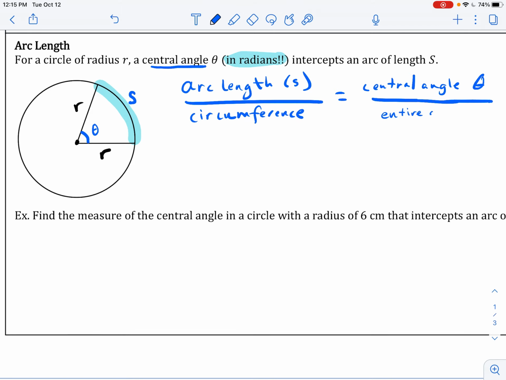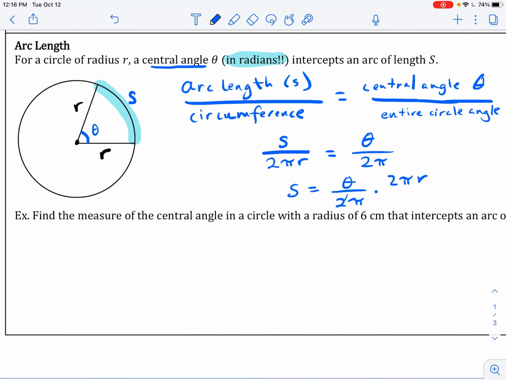Entire circle angle measure. And if we plug in what we know here, we can say the following. Our arc length, which is S, well, what is the circumference of the circle? We know the formula is 2 pi r. The central angle we're going to denote as theta. And the entire circle's angle measure, one full rotation, is 2 pi. Well, if we then try to isolate s, we see s is equal to theta over 2 pi times 2 pi r.